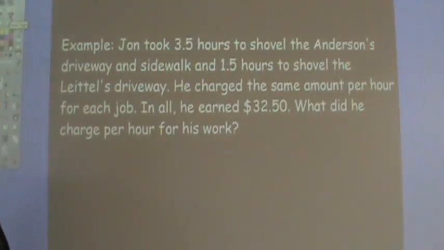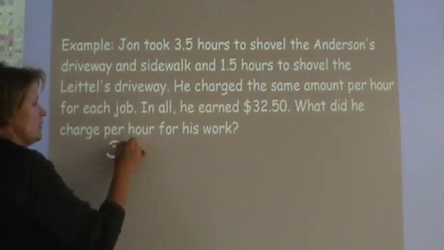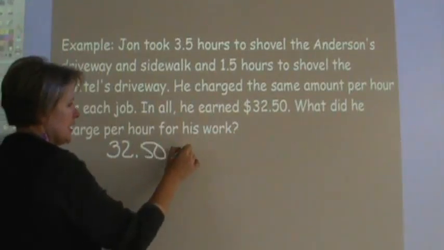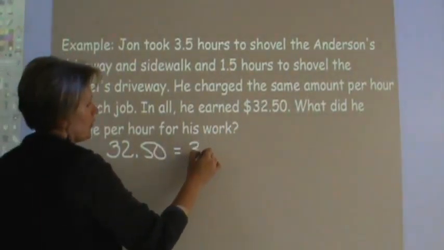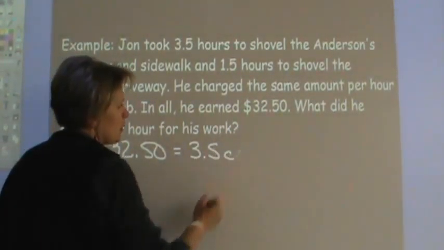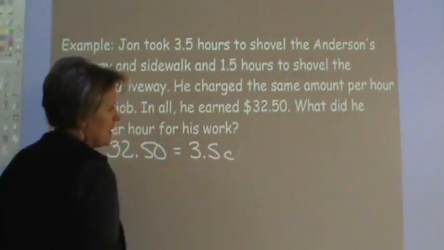All right, here's another example. John took 3.5 hours to shovel the Andersons' driveway and sidewalk, and then 1.5 hours to shovel the Lytle's driveway. He charged the same amount per hour for each job, so in all he earned $32.50. What did he charge per hour for his work? All right, so the $32.50 is what he has when he's done there. So 3.5 hours times what he charged plus 1.5 hours times what he charged.